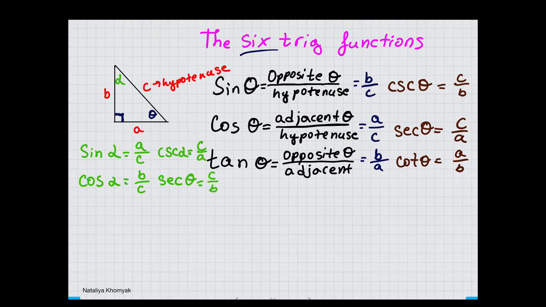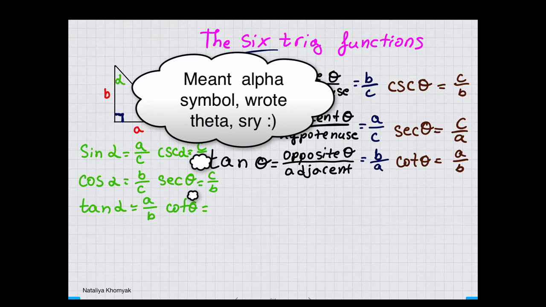And last but not least, tangent of alpha equals opposite from alpha, which is a, over adjacent to alpha, which is b. And the reciprocal of tangent alpha is cotangent of alpha, and you just need to flip the fraction. b out of a is our answer.